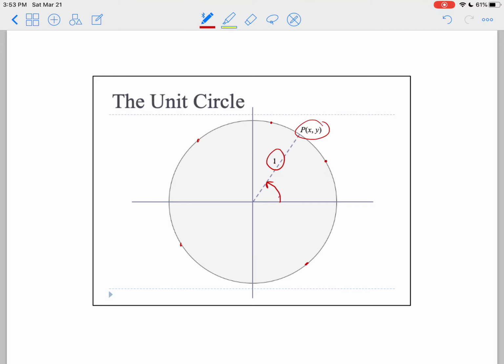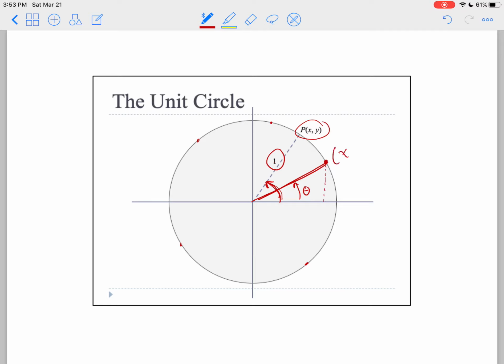And so if you know a radius and you know the angle that's been made, then you can find the x and the y coordinates using our trig functions. Okay? If I want to know what this angle is, this would be theta. If I know this angle and I want to know the x and y coordinates at this point, it's actually really simple.